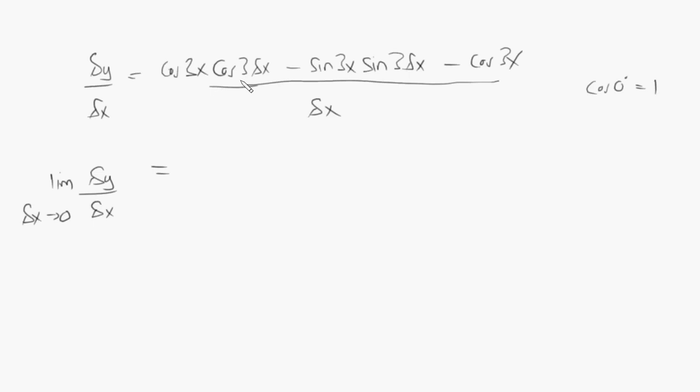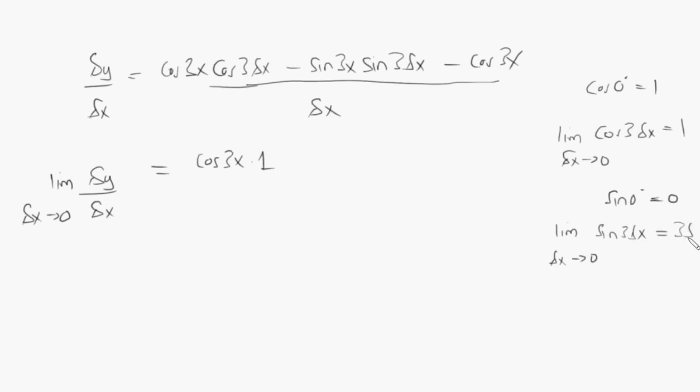So as delta x approaches 0, okay? The limit of this one, cos 3 delta x as delta x approaches 0, bila shaka ni 1 kwa sababu inazidi kukaribia 0, inazidi kuwa 1. So for here it's just going to be cos 3x times 1. Lakini I know kwamba sin of 0 is 0. So jinsi na sin of 0.000 is just 0.000. Kwa hiyo I know that now the limit now of sin of 3 delta x as delta x approaches 0 ni sasa na hiyo 3 delta x.